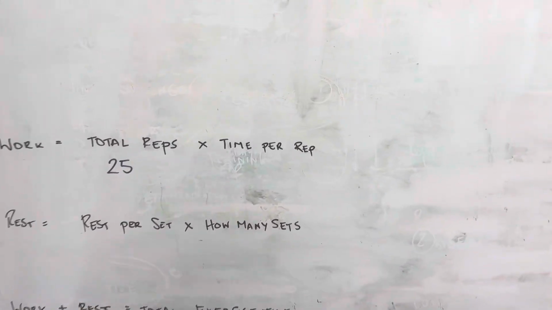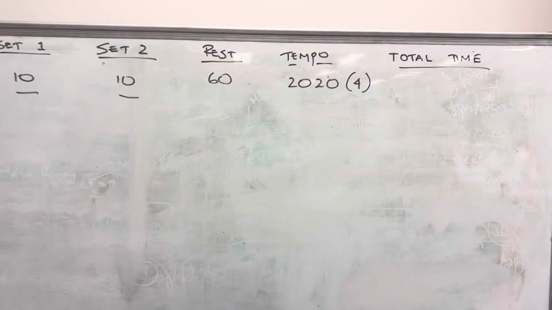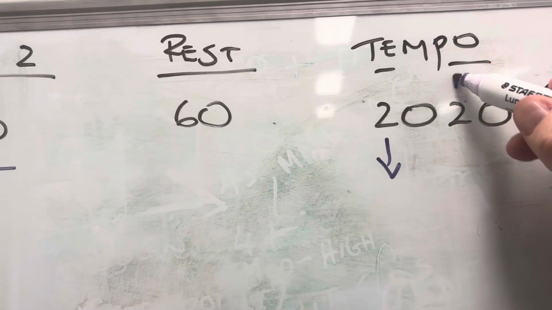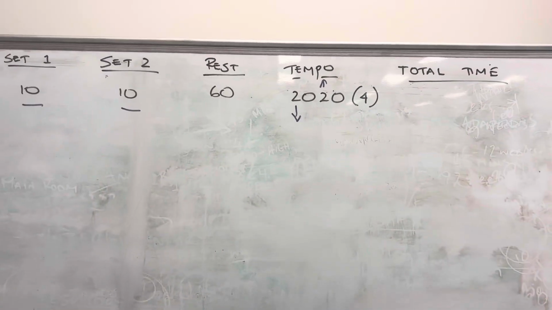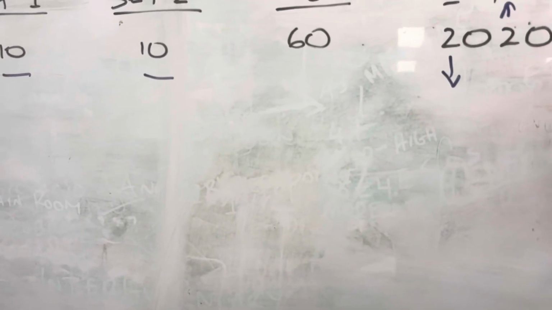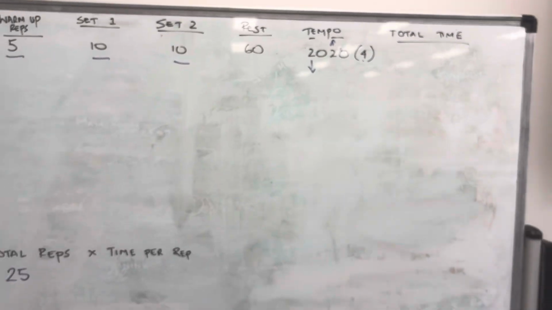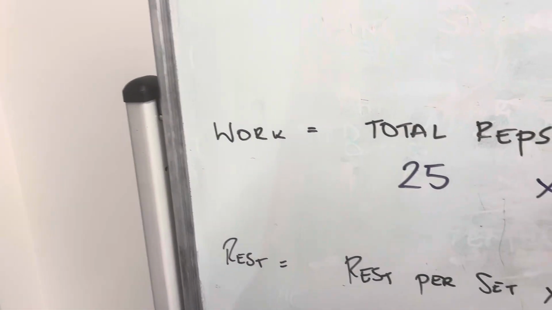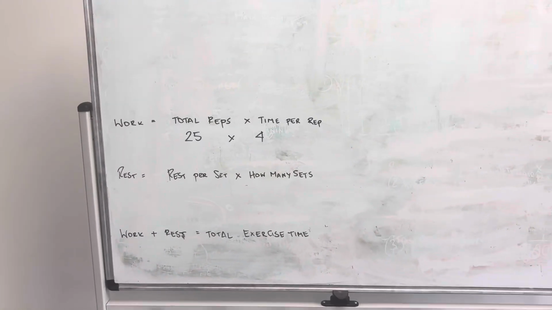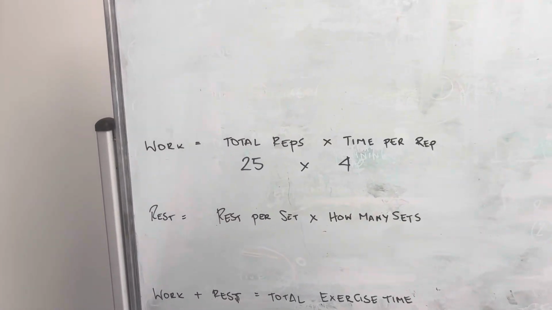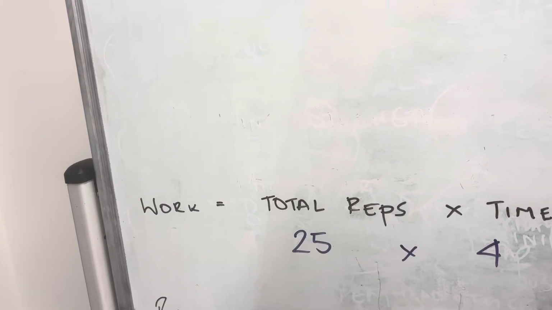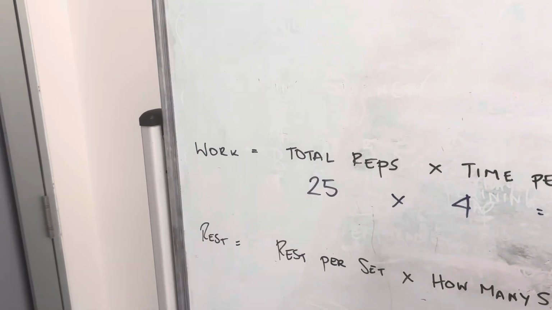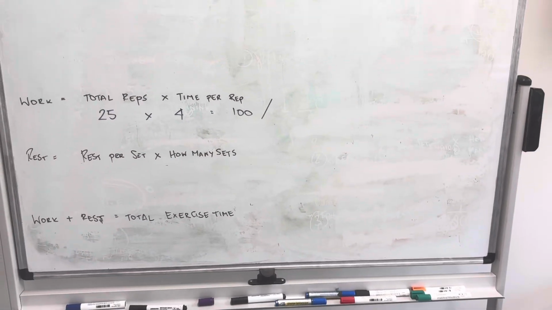We now need to look to see how long each repetition takes us, and we use this by looking at the tempo. We have 2 seconds of eccentric, 2 seconds of concentric, and 0 seconds in the transition. So we have a 4-second duration for each repetition. So what we want to do is calculate 25 times 4. We'll get an answer of 100 seconds.